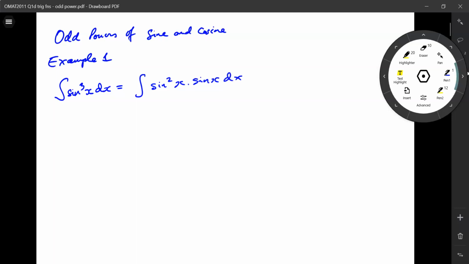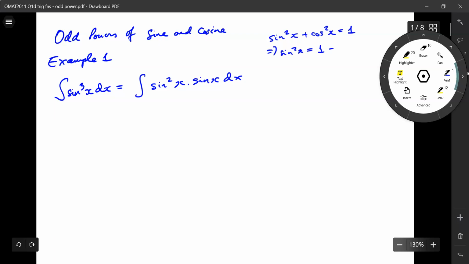Then what you have to take into account is the next step, where we're going to use this rule: sine squared x plus cosine squared x is equal to 1. This is a standard rule in trigonometry. And if we know that sine squared x plus cosine squared x is equal to 1, then we can say that sine squared x is equal to 1 minus cosine squared x.